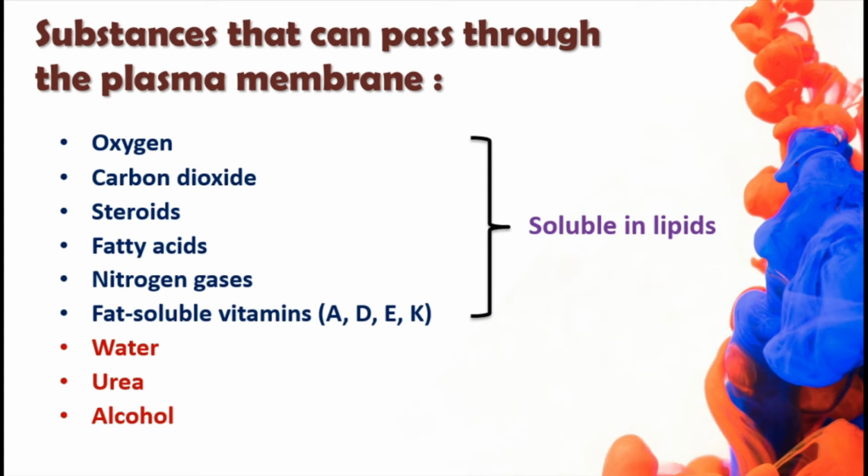Again, why do I need to emphasize the lipid soluble substances? It is because, as I mentioned, your plasma membrane, based on the fluid mosaic model, has what we call a phospholipid bilayer. Since it is composed of a lipid structure, then most of the substances that are soluble in lipids can also easily pass through the plasma membrane compared to those substances that are not lipid soluble.